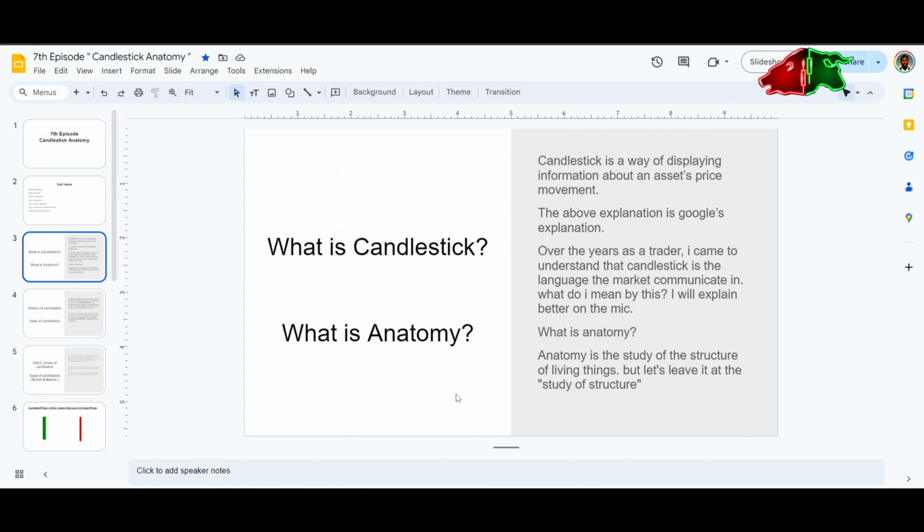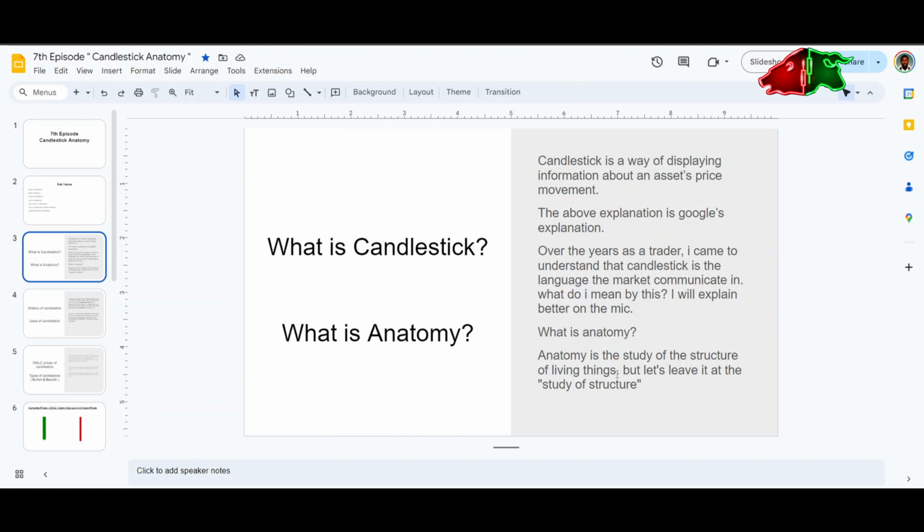What is anatomy? All right, so anatomy is the study of structure. Anatomy is the study of the structure of living things. It's the study of structure. Okay.